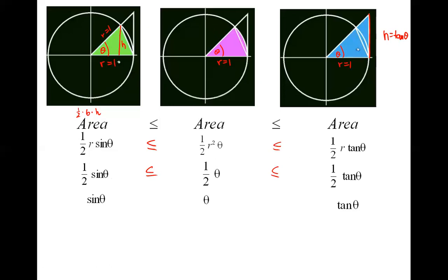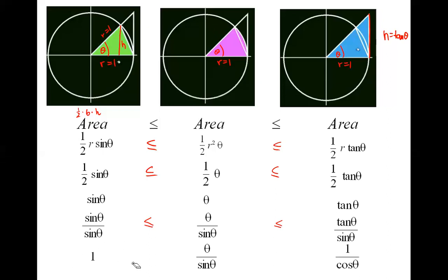The half is gone. Okay, and now what I will do, I will divide each part by sine theta. Sine theta over sine theta, theta over sine theta, tangent theta over sine theta. Okay, and what do we have? This is 1. This will stay like it is. Tangent theta is sine theta over cosine theta. Canceling sine theta, we're getting 1 over cosine.